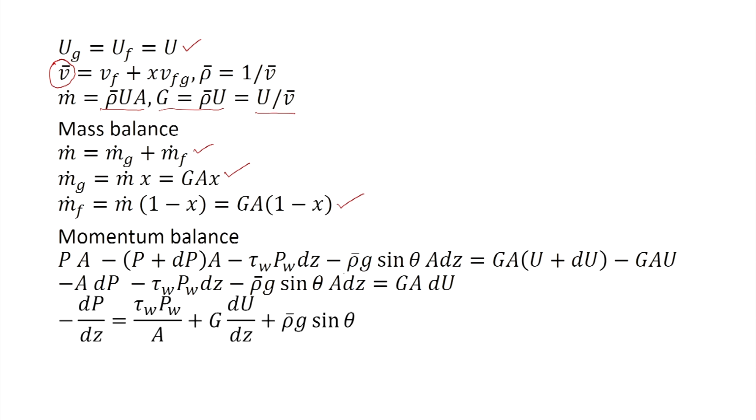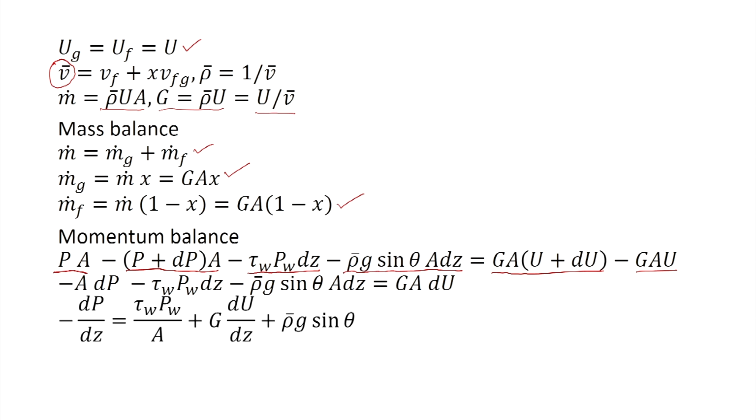Now, the momentum balance. The force due to pressure at the inlet is P A, and the force due to pressure at the outlet is P plus dP times A. The force due to friction is wall shear stress into the area of contact, which is P w dz, and the weight is density into g sin theta into the volume of the element, which is A dz. Then the momentum flux at the outlet is mass flow rate G A into the velocity u plus du, minus the momentum flux at the inlet, which is G A u.